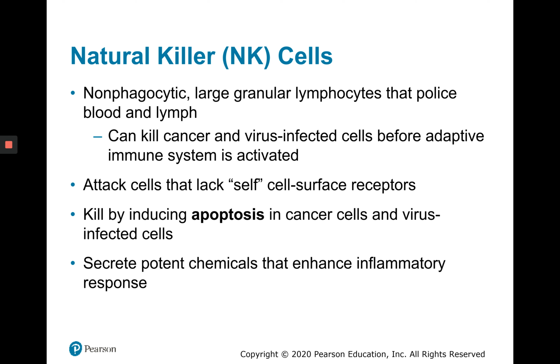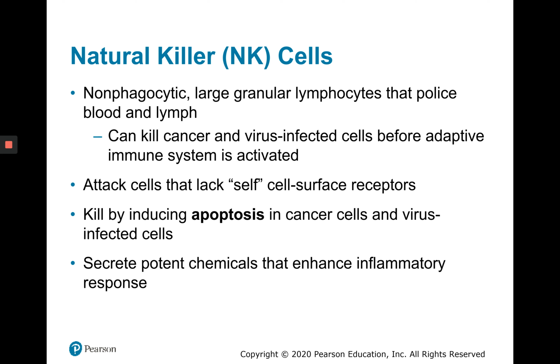are either abnormal, have something wrong with their internal growth machinery, as in cancer, or are basically functioning like virus-making factories, which is what a virus-infected cell is doing. Now, they're able to act on the cancer and virus-infected cells before the adaptive immune system is activated. So that's why we're listing them under the innate, non-specific defense system.